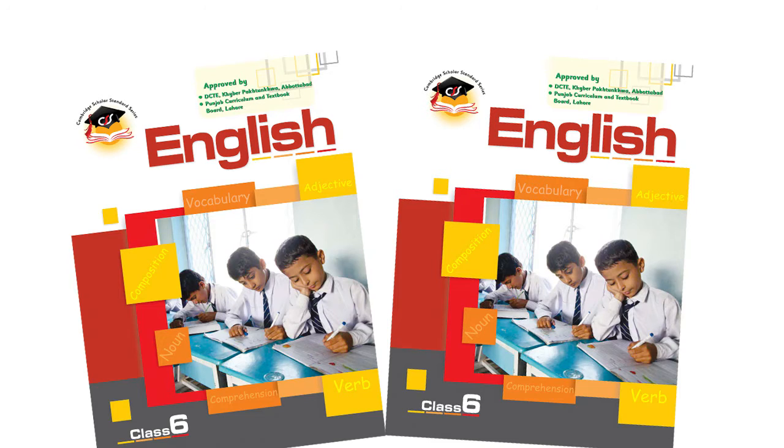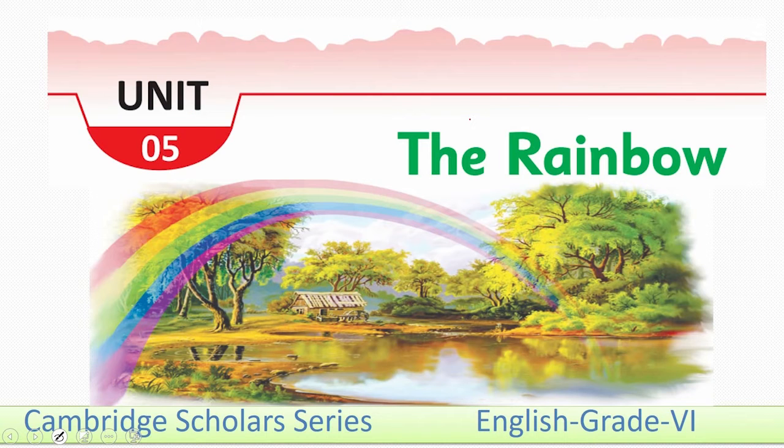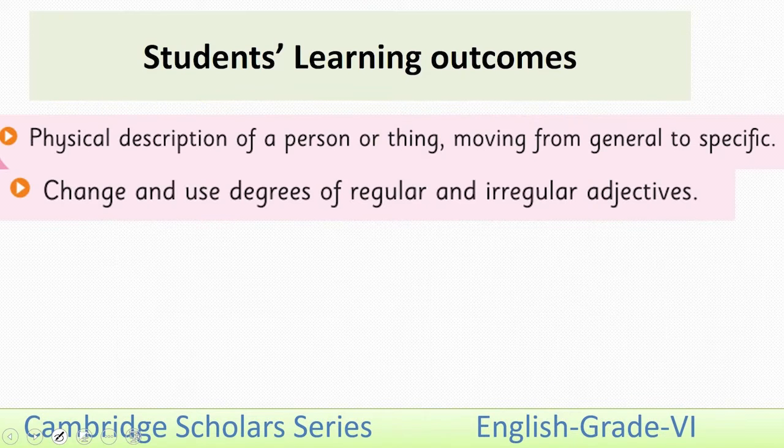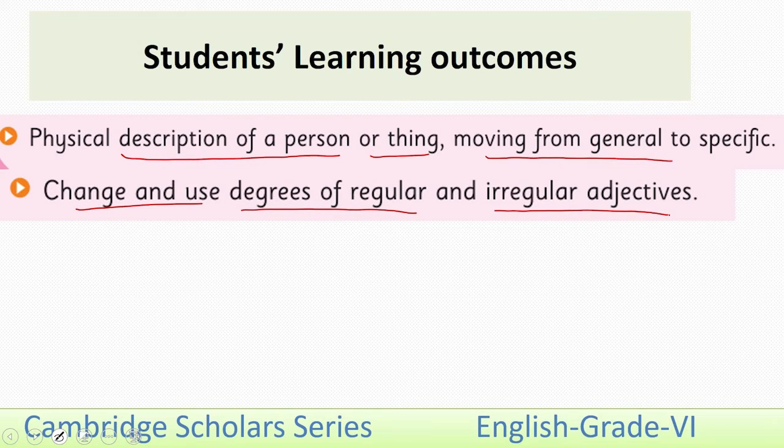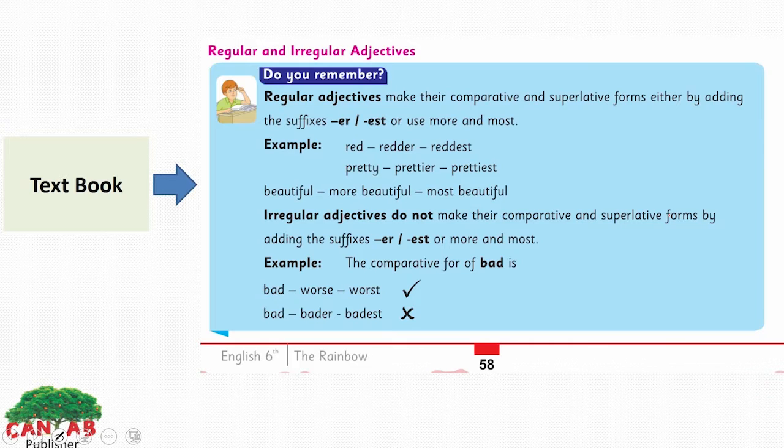Before starting the lesson, dear students, you must have with you the Class 6 English textbook. We are going to start our lesson from Unit 5, The Rambo. The SLOs of this lesson are physical description of a person or thing moving from general to specific, and change and use degrees of regular and irregular adjectives. Today we are going to discuss regular and irregular adjectives.